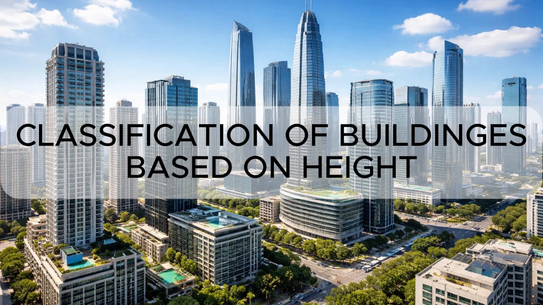Classification of buildings based on height. We are going to learn about the classification of buildings based on height. This classification is used to understand how tall a building is and how its height affects design, safety, and construction methods. Based on height, buildings are generally classified into three main types: low-rise buildings, medium-rise buildings, and high-rise buildings. Let us look at each type in detail.